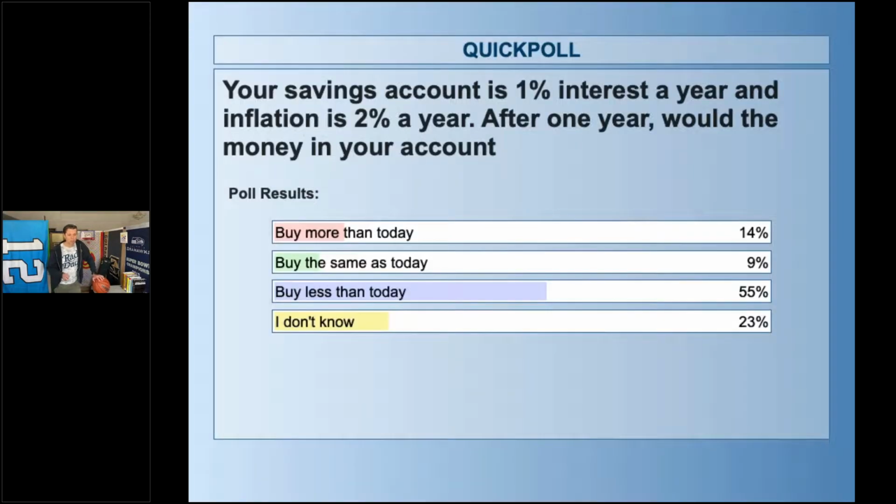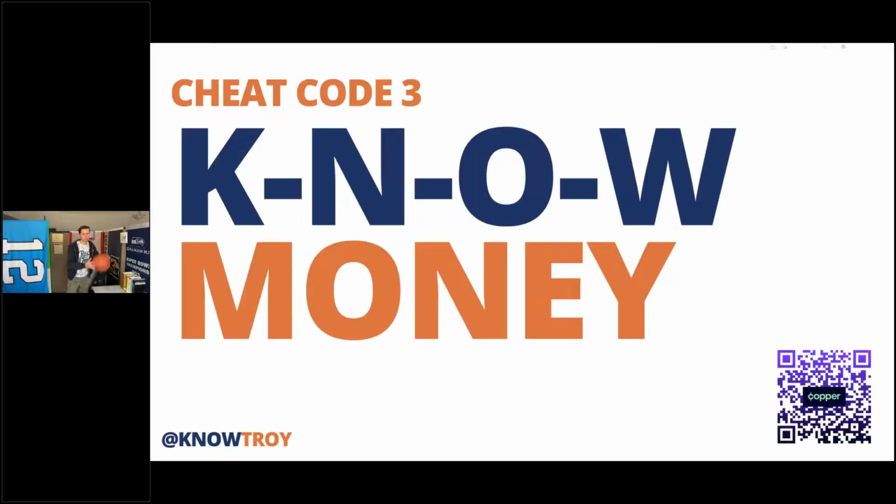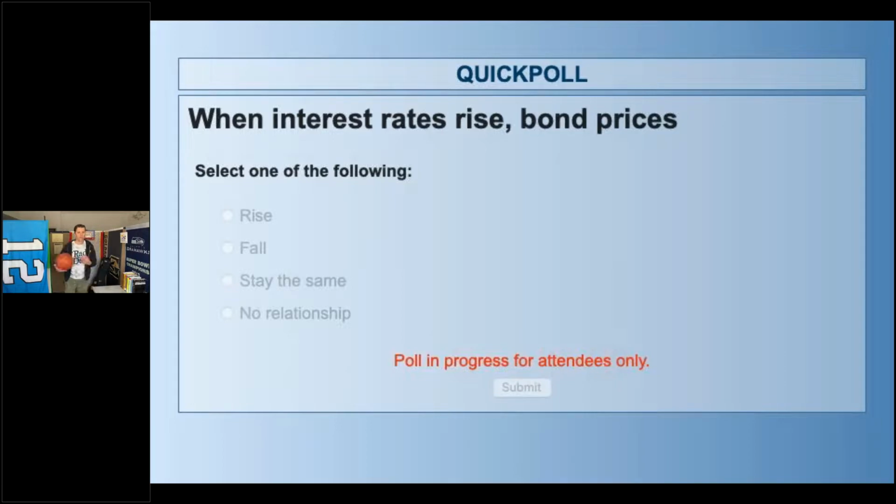Now, the next one is, when interest rates rise, do bond prices rise? Do they fall? Do they stay the same? Or is there no relationship? And look at that. You guys are 2 for 2 on the majority for the other question. So the new one is, when interest rates rise, bond prices rise, fall, stay the same, no relationship.